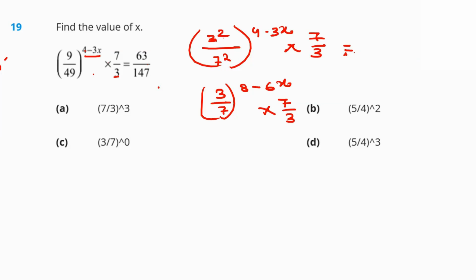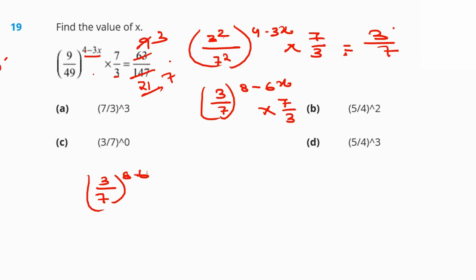63 and 147, if we have to write again, can also be written as, if we take 7 common, 7 nines are 63, 7 21s are 147, 3 3s are 9, 3 7s are 21. So if we simplify this, it becomes 3 by 7 already. Okay. Now we need to solve this. 3 by 7 whole raised to 8 minus 6x. We'll reciprocate this 7 by 3 and make it in terms of 3 by 7. That becomes minus 1, is equal to 3 by 7.